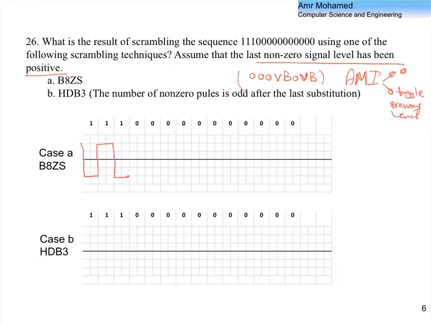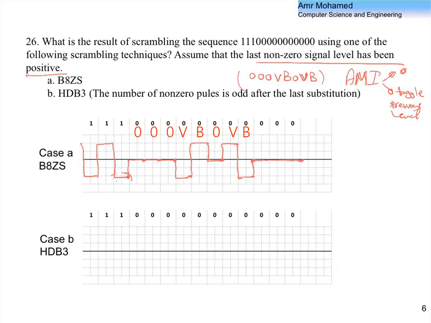So now we can map the 8 zeros to 0, 0, 0, then violation. The violation here will have to map similar to this, so it goes negative, and then bipolar, so it goes like this, and then 0, and then violation, so we go positive, and then bipolar, we go negative, and then we go straight. The remaining part is 0, 0, 0.